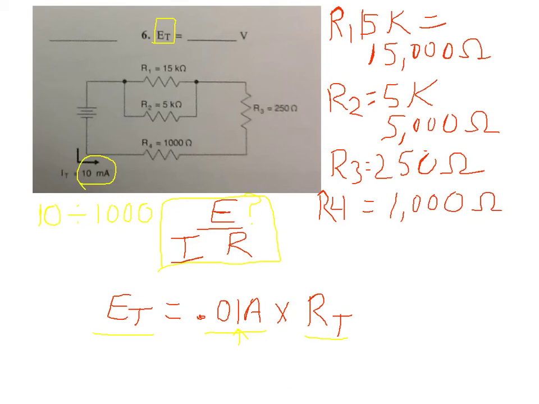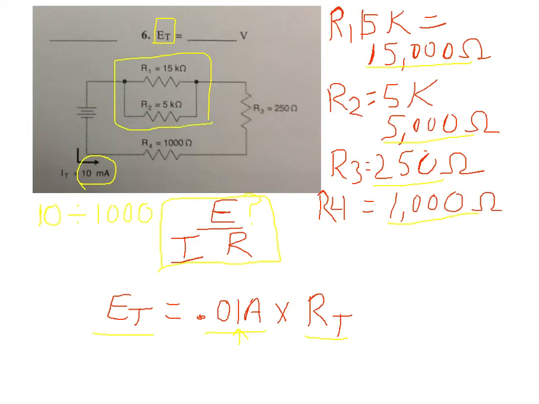So again, we had to do some conversion on those resistors as well. We converted the first one to 15,000 ohms. Resistor 2 we converted to 5,000 ohms. Resistor 3 is just 250 ohms, and number 4 is 1,000 ohms. So in an interest of trying to find resistance total, we're going to have to first focus on this little parallel section here first.